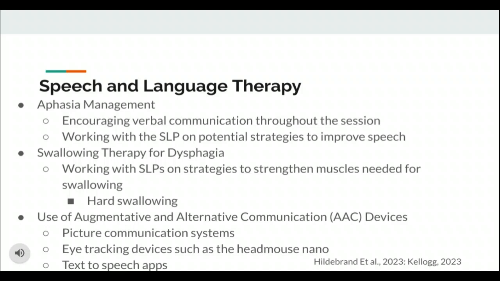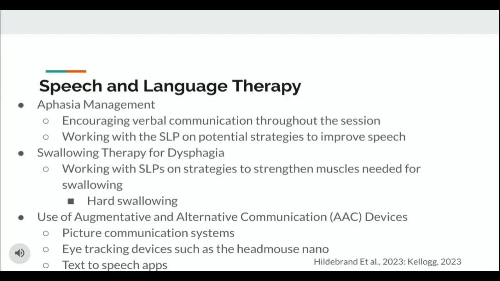Swallowing therapy for dysphagia is also going to be an important aspect while we are helping them eat. This is, again, another thing that you're going to want to work on with SLPs to strengthen the muscles they need for swallowing. This is, again, going to be a case by case basis. But a good example of this is encouraging hard swallowing to increase the efficiency of the muscle, making it stronger, so they can eventually get back to normal.